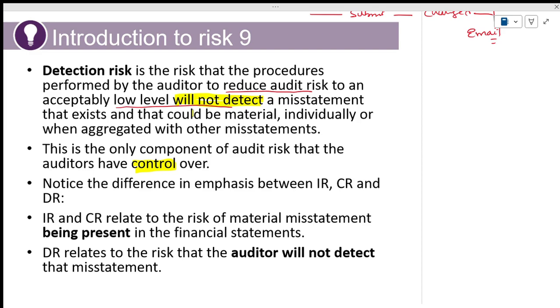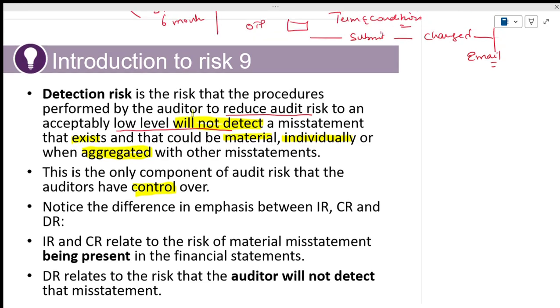Is it? Now what happens? Are you clear about this? See, when you are writing this, I will make it clear. They will say that it will not detect a material misstatement that exists in the system, which could be material both individually as well as when aggregated. These are a little bit difficult statements. I'm telling you, they are not difficult; you will have a lot of confusion, as simple as that. But it has to be very clear.